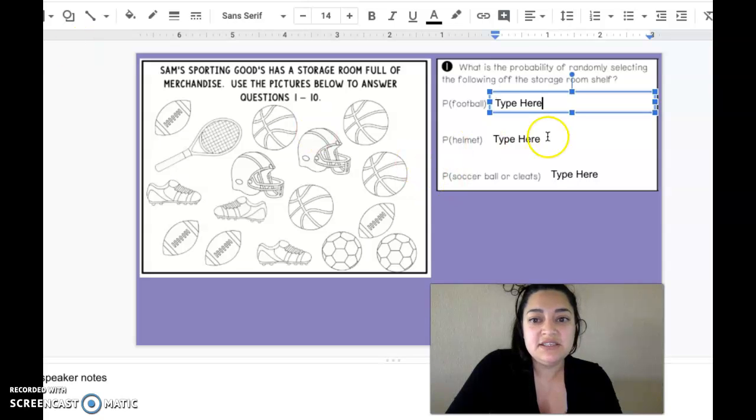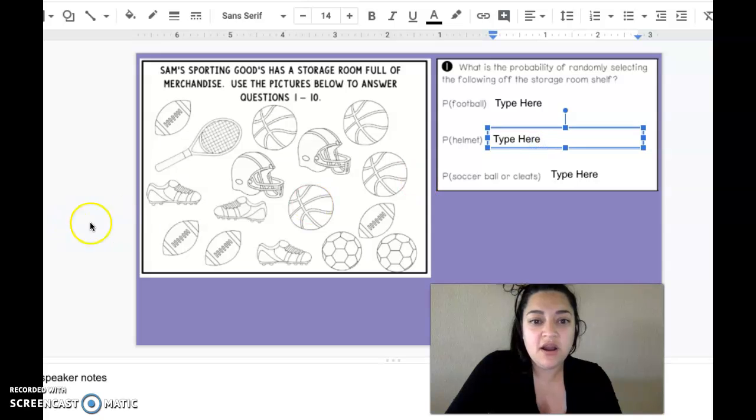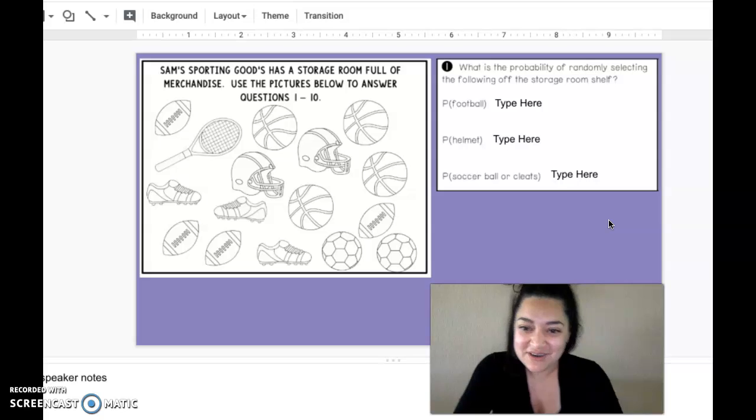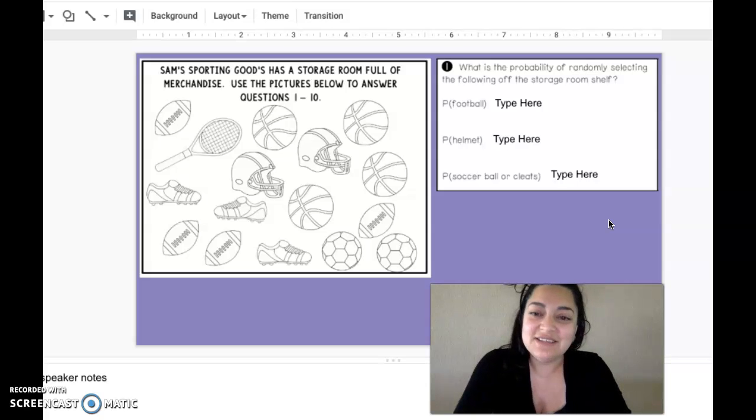Okay, so the second one is for helmet. So how many are helmets? Well, there's 1, 2. Out of how many total? 16. So here we'd put 2/16. Or if you simplified, that would be 1/8. And there's your answer. And again, the only reason I erased it at the top there is because this is the original copy, so I don't want the answers on here when I go and share this with you guys.